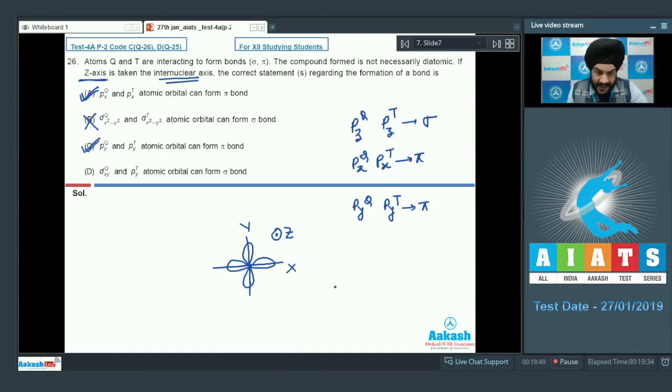We can look at option D now. dxy and py atomic orbital can form sigma bond. Again students, the dxy also does not have any lobes along the z-axis. It is present entirely on the xy plane and as such it cannot form a sigma bond with the pyT. Also the pyT does not have any lobe along the z-axis. So they can only overlap to form a pi bond. So option D is also incorrect. So students, for question number 26, we have to select option A and option C as the correct answer. Let us look at question number 27 now.